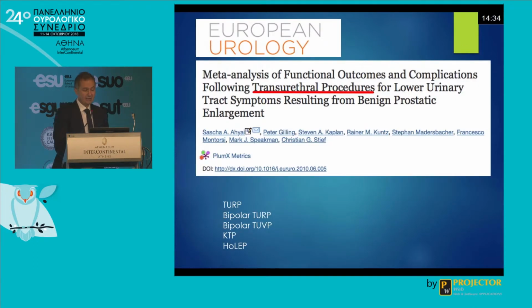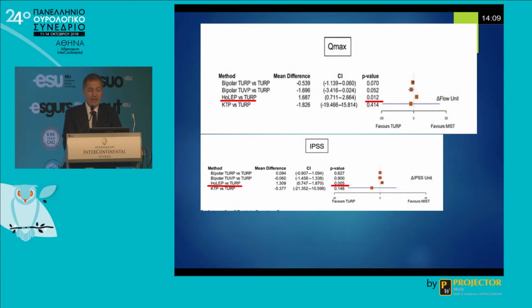Let's look at this meta-analysis. They analyzed the functional outcomes and complications following transurethral procedures for lower urinary tract symptoms resulting from BPH. They compared TURP, bipolar TURP, bipolar TUVP, KTP, and HOLEP. When they compared HOLEP versus TURP, they concluded that the Qmax result is higher in the HOLEP group, and the IPSS score is lower in the HOLEP group.